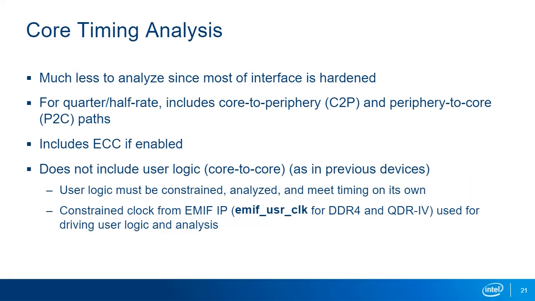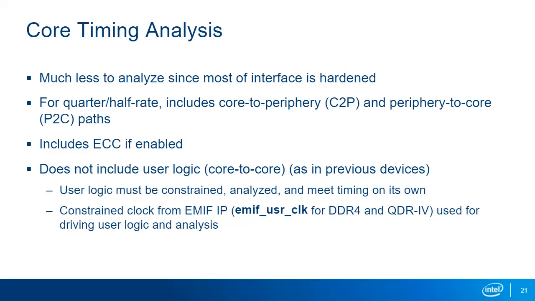A core timing analysis looks at fewer areas than previous device families because most of the logic is hardened. Timing on most of these paths was met when the device was designed. With the user logic running in quarter rate or half rate modes, the core analysis includes the core to periphery and periphery to core paths, referred to as C2P and P2C. If ECC has been enabled, that logic is also included.